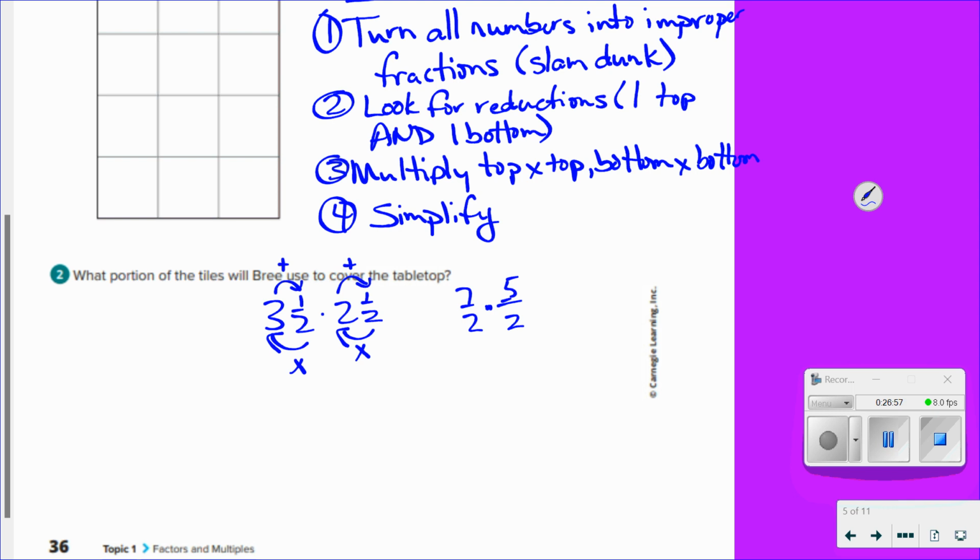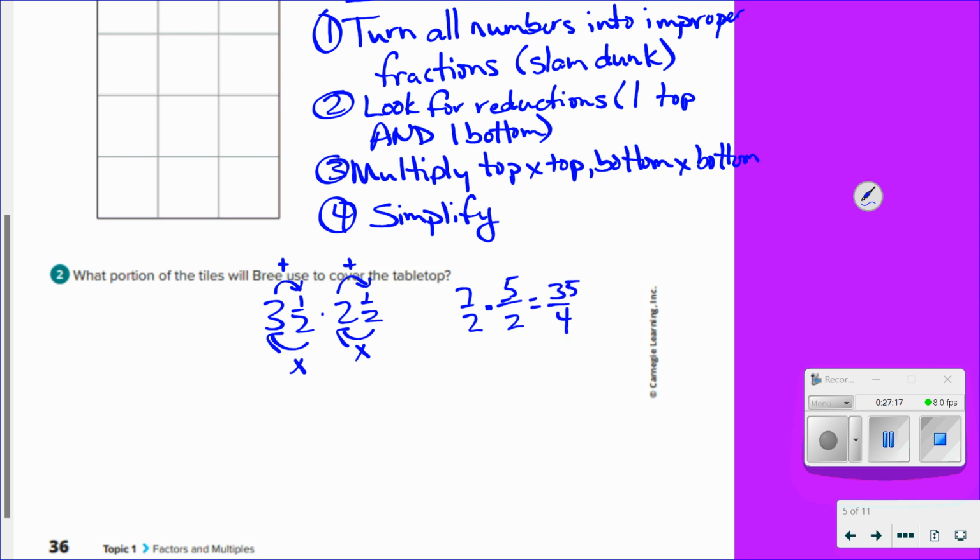Here's the key, Mason, why I point that out. I can't say, oh, there's a 2 and a 2 and reduce those, because they're both on bottom. Okay? One has to be on top, one has to be on bottom. So I don't have any reductions on this one I can do. So that means I now go to step 3, multiply. 7 times 5 is 35, 2 times 2 is 4.